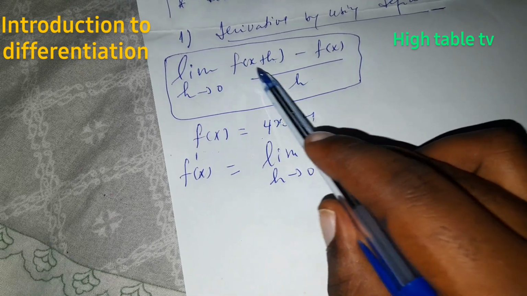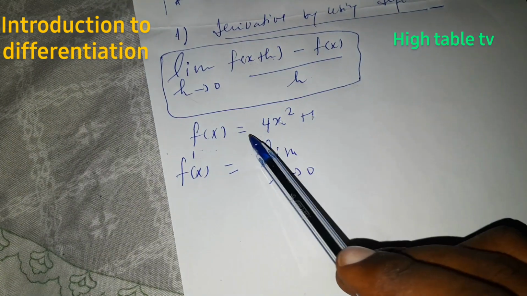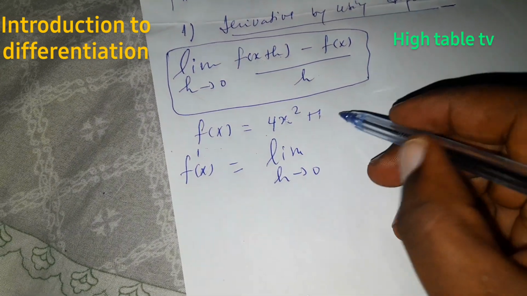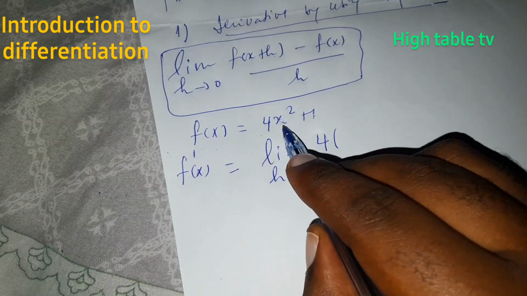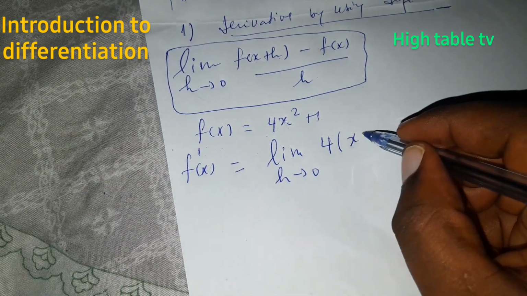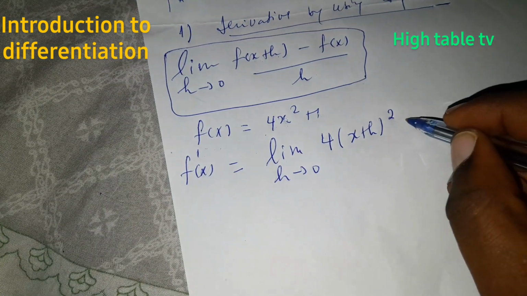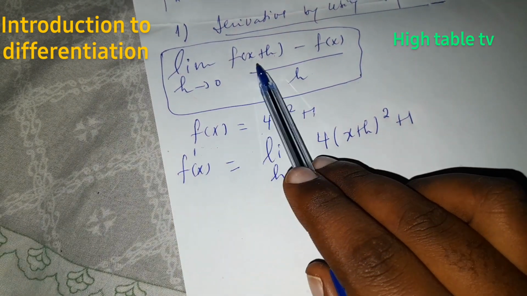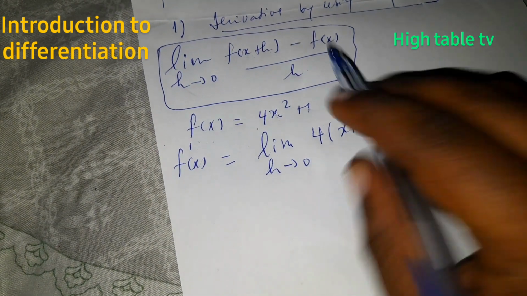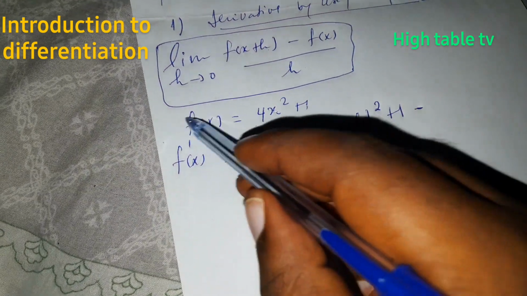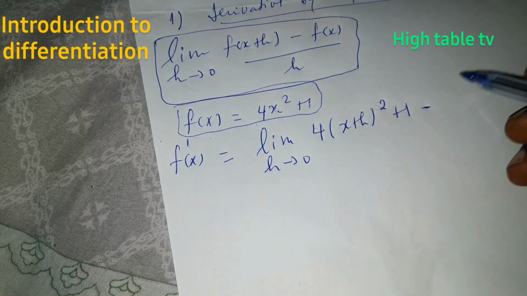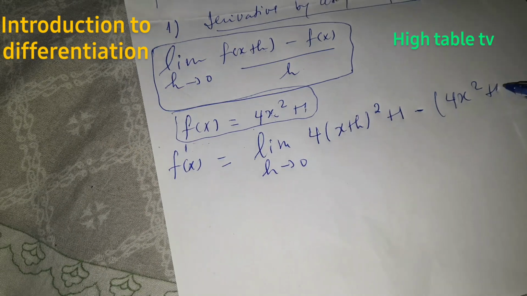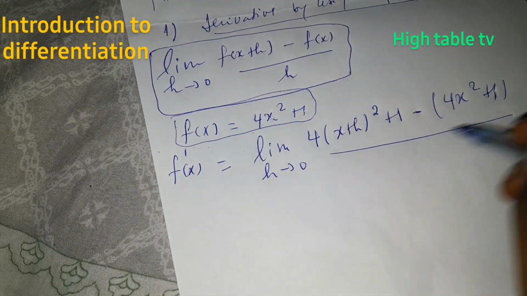So, we can just take the value of x plus h and replace where x is in our function. For finding f(x plus h), we have 4 and replace x with x plus h. So we have 4 times (x plus h) squared, then plus 1. Then this value here can be taken as f(x plus h), then negative f(x), and we are given this function f(x), which will be equal to 4x squared plus 1, all over h.